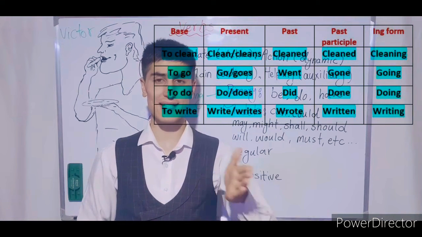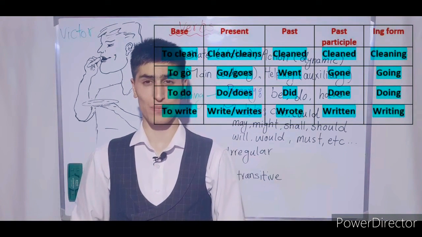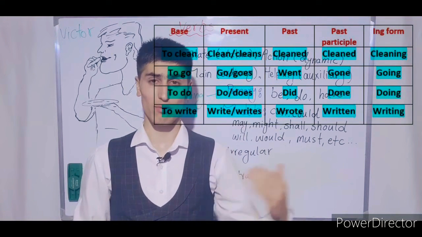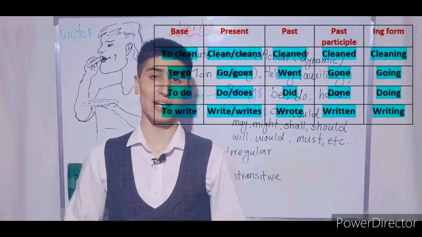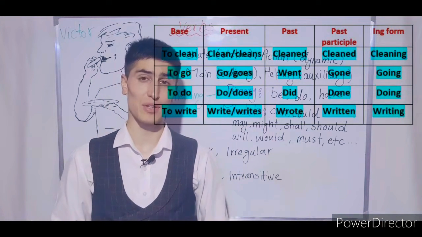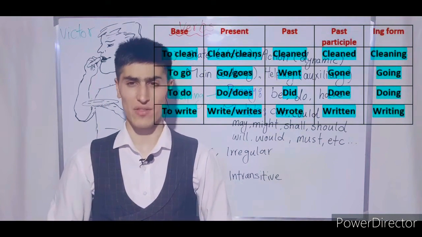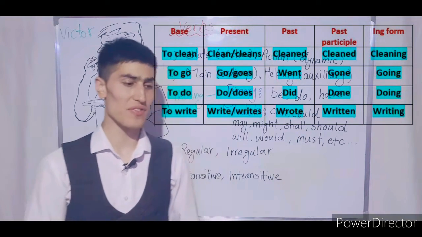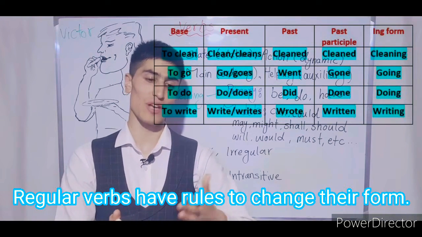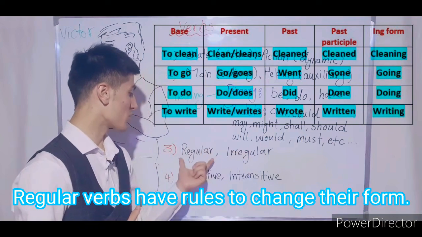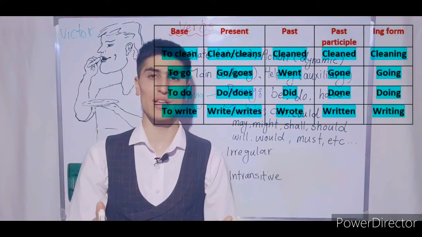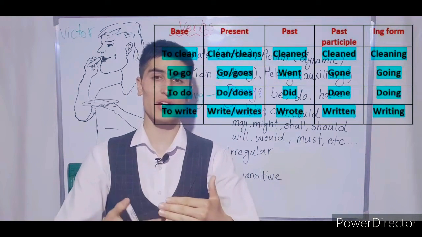Clean is going to be cleaned by adding an ed at the end of this verb. And the past participle form is again cleaned, the same form, and the ing form is cleaning. So as you see, the forms of this verb are not very different, and we add d or ed at the end of them. So this shows that this verb has a rule in order to change it from the first form to second form or to third form, which are called regular verbs. Okay? Now regular verbs are those verbs that have specific rules to change their forms.